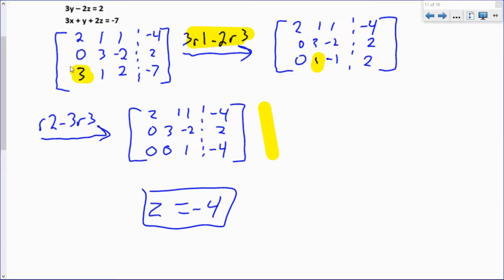This was a somewhat simple example because I started with the 0 here. That just saved me one step as well.